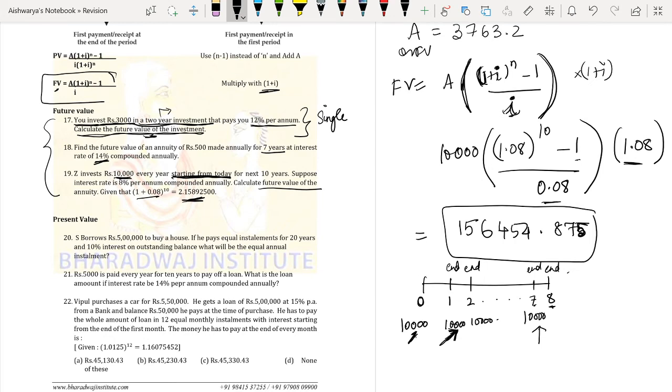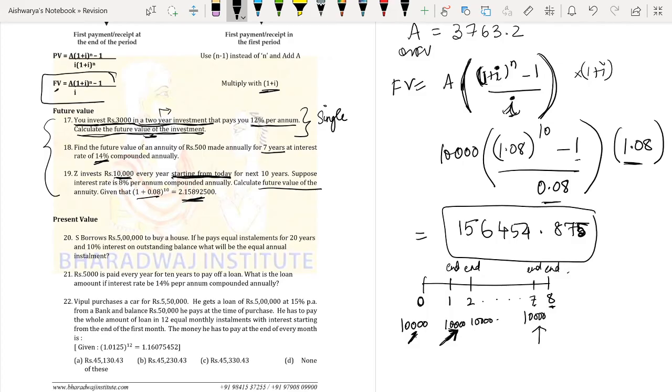So shall we move on to the present value concept? What do we mean by present value? The present value concept comes in the situation of mostly borrowings. Whenever we take a loan, at time 0 we take a loan. At this juncture we take a loan at time 0.